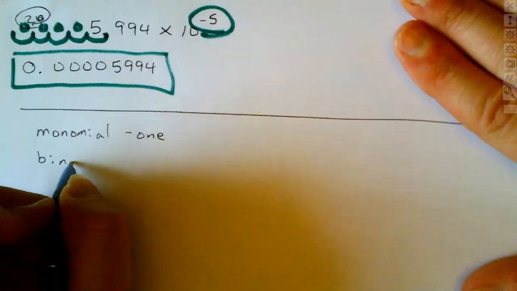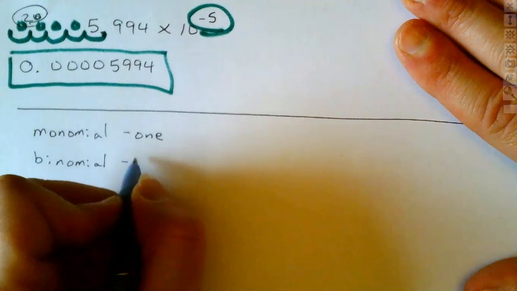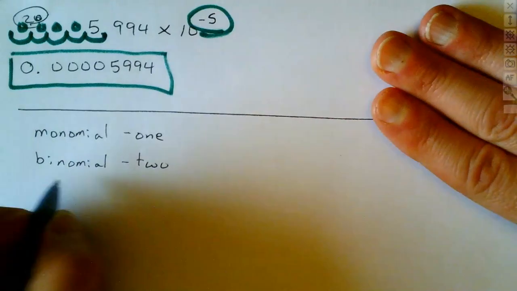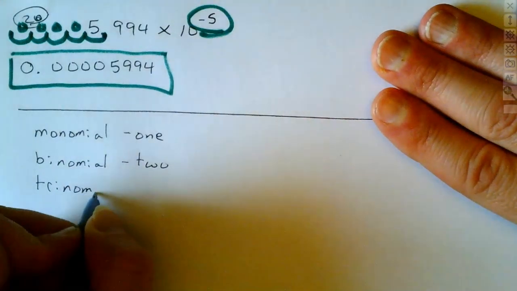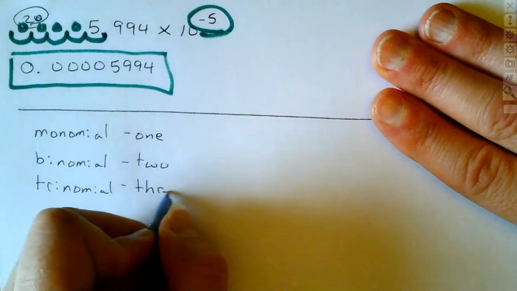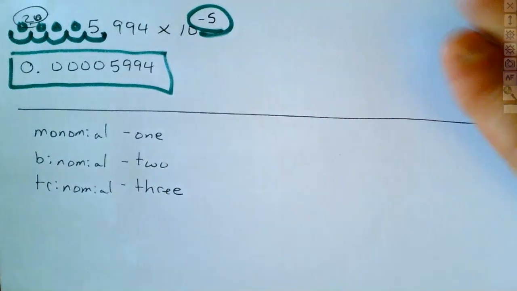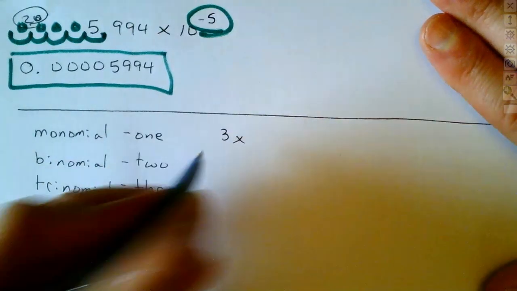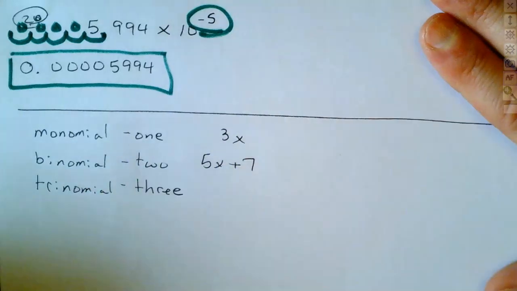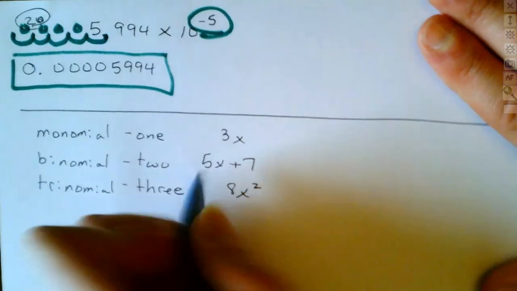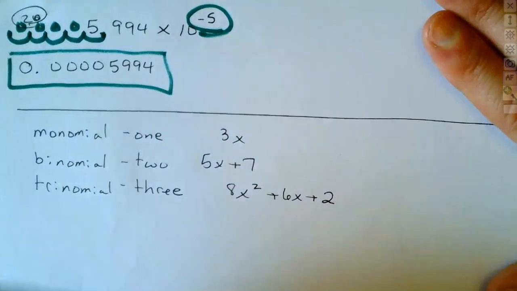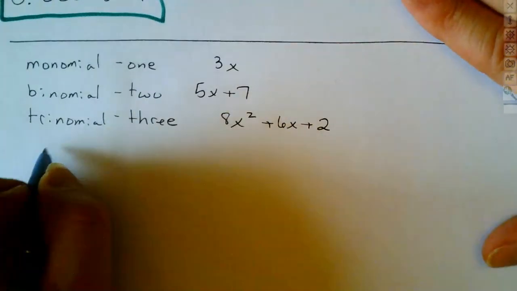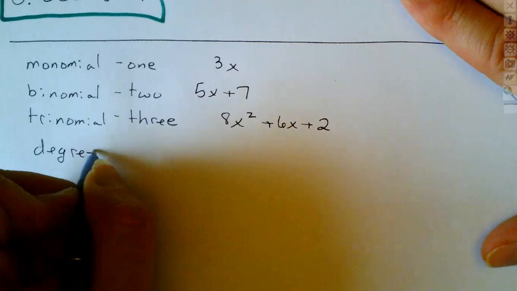Binomial means 2 terms. Think of a bicycle. 2 wheels on a bicycle. And trinomial is 3. So think of a tricycle. What's an example of each one? Monomial, 3x. Binomial, 5x plus 7. Trinomial, 8x squared plus 6x plus 2. Terms are separated by addition or subtraction. Degree. Degree is the highest power.